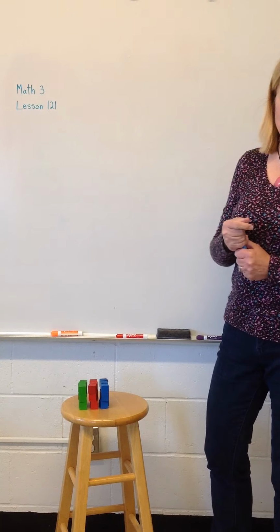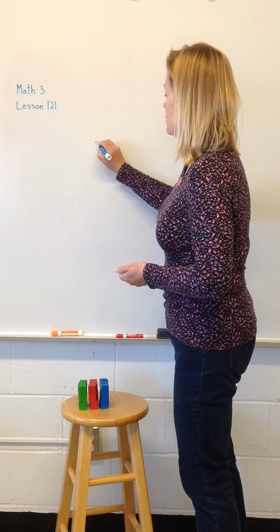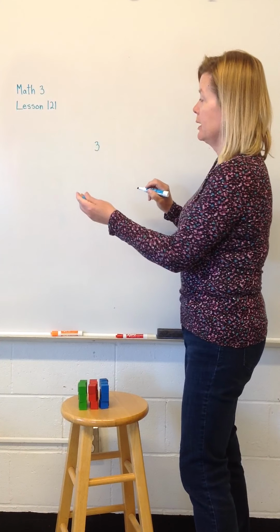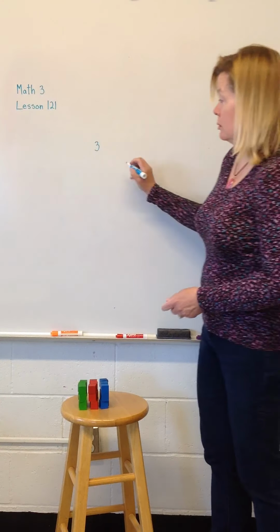So how many rows do we have? Remember, we have 3 rows. So that's going to the very left on the bottom. How many are in each row? There's 3. And how many layers do we have? We have 3 layers. And how many cubes did I use?